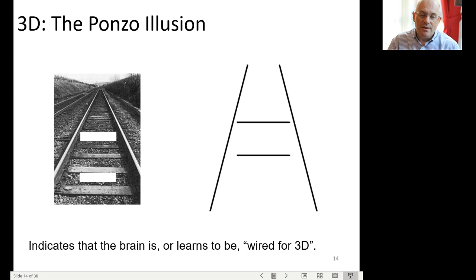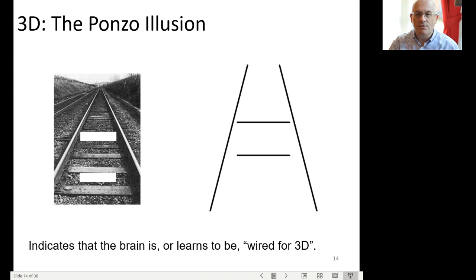Okay, 3D. Well, I think the 3D illusions are quite well known. This is the Ponzo illusion. The two rectangles on the left are the same size in screen space, but because they're put into a 3D view, your brain interprets them in perspective. And this is an important thing to remember.